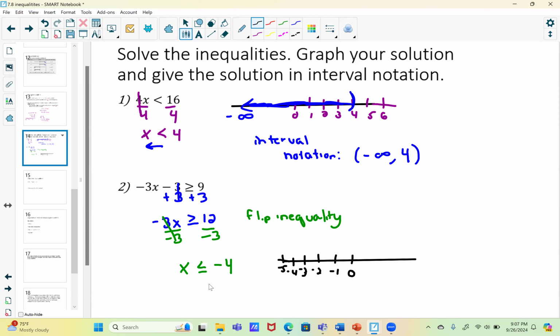I'm starting at -4. I need a bracket because it's closed, because it's less than or equal to. I want less than, so anytime I'm less than, my arrow points the same way as the inequality, so it's going to point to the left. So I'm going to draw a bracket and shade to the left because I want smaller values. And then if I want interval notation, again, we're going to -infinity, so we put parentheses, comma, we're stopping at -4, and then I put a bracket on it, just like I did for that.